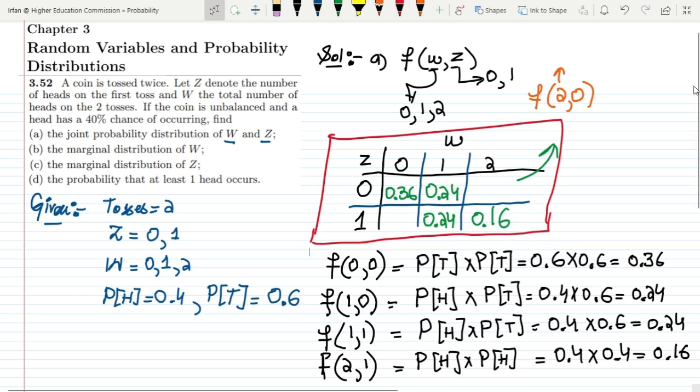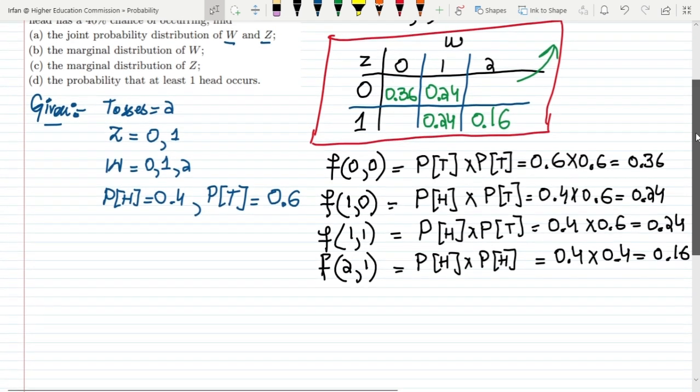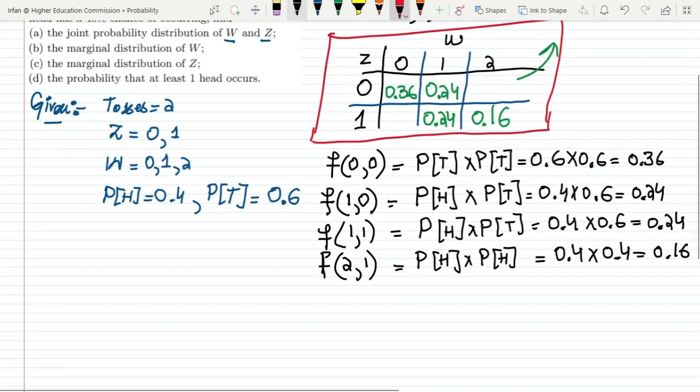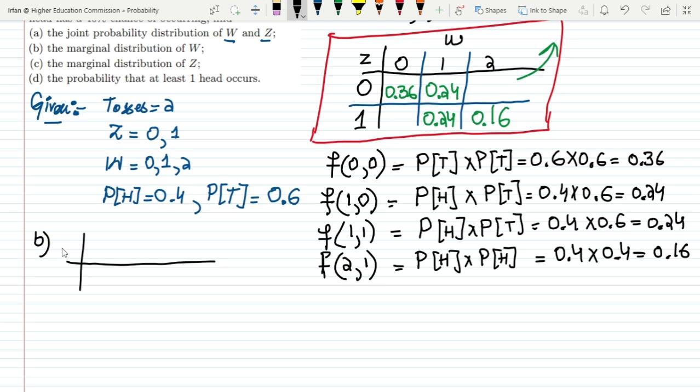Now let us proceed to part B of our question, which is saying to find the marginal distribution of W. Let me solve it here. To find the marginal distribution of W, let me have here W and all the values of W. We can see that the values of W are 0, 1, 2, and let me represent its marginal distribution with G of W. Now in order to find the marginal distribution, what do we have to do here? We will add all the values for 0 here, then all the values for 1 here and all the values for 2 here.